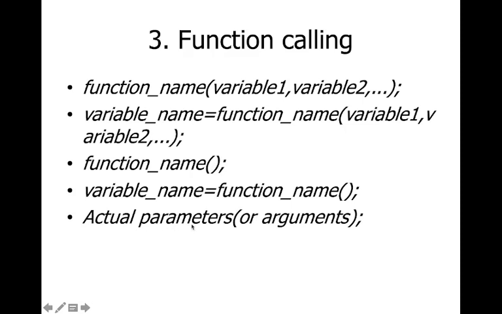These variables are known as actual parameters, or we call them arguments. So inside the function call, these variable names are known as arguments or actual parameters. The other one, inside the function definition, is formal parameters, and here it is known as actual parameters or arguments.